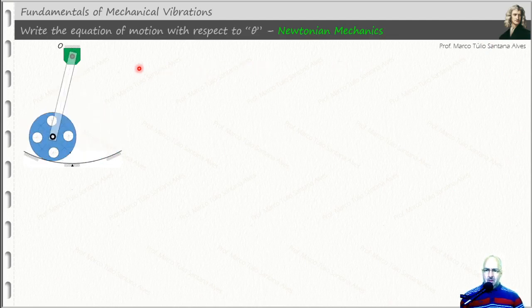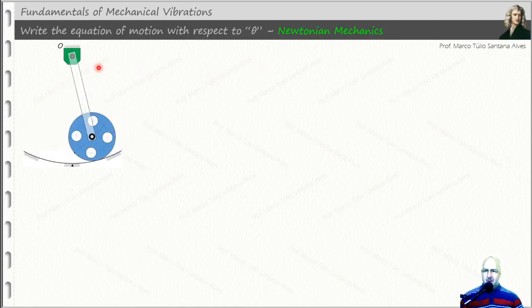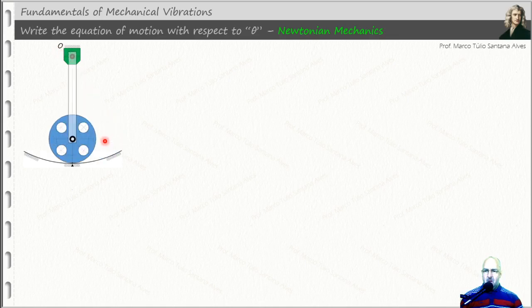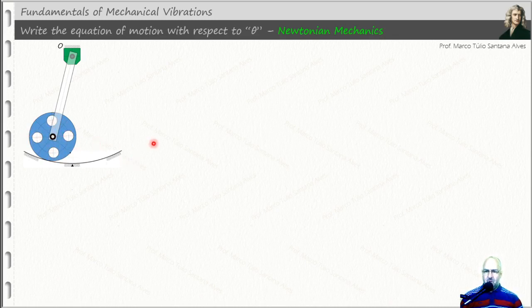Well, the system is composed of a bar connected to a fixed pivot. On its free end is connected a disc, and the disc rolls on a cylindrical track, as you can see here. There is no slip.